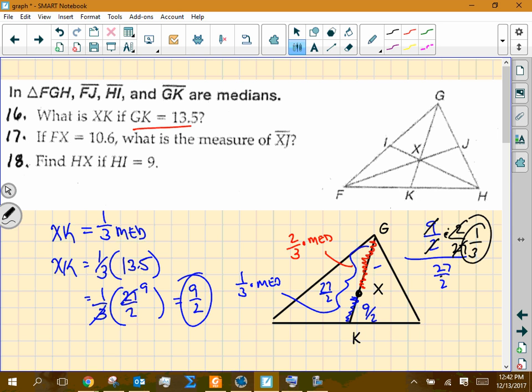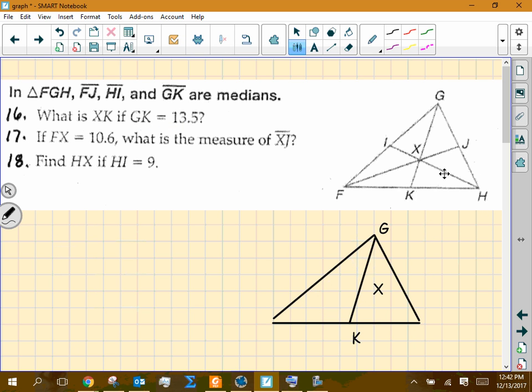Okay. Same idea on 17 and 18 then. 17, if FX. Okay, so we're looking at that portion right there, and it's being compared to XJ, right? Those are the things that they're providing me, and they're asking me about how does the blue segment relate to the red segment. Yeah, the blue one is twice the red one, right? So if they're saying the blue one is 10.6, the red one has to be what of that?